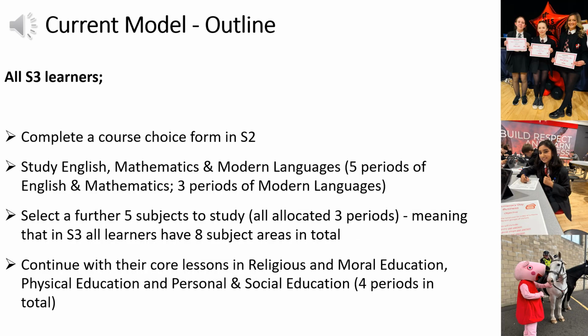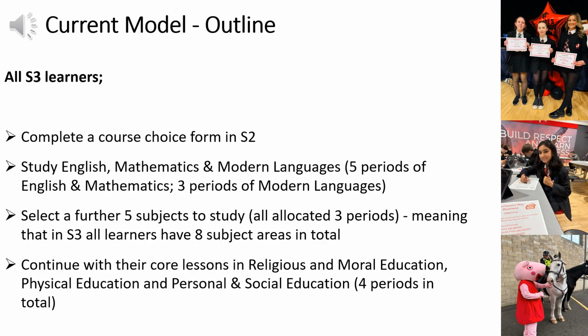This slide provides an outline of the current model that young people experience in S3 and S4. Currently, a young person towards the end of S2, round about March time, completes a course choice forum, ahead of moving into S3 in June. As part of that course choice, there are 3 mandatory subjects: English, Maths, and Modern Languages. In addition to those 3 mandatory subjects, all young people select a further 5 subjects to study, meaning that they have a total of 8 subjects.